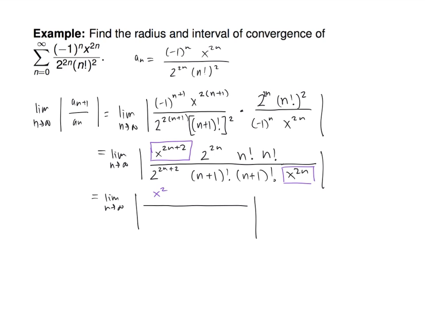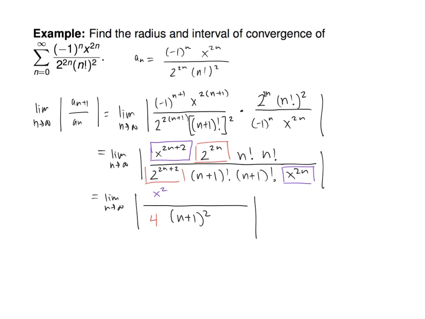Top, okay. Then I have 2 to the 2n and 2 to the 2n plus 2, that's going to be 4, and it's going to be in the bottom. Good job. And then how about the whole factorial business? N plus 1 squared, and it's going to be in the bottom.